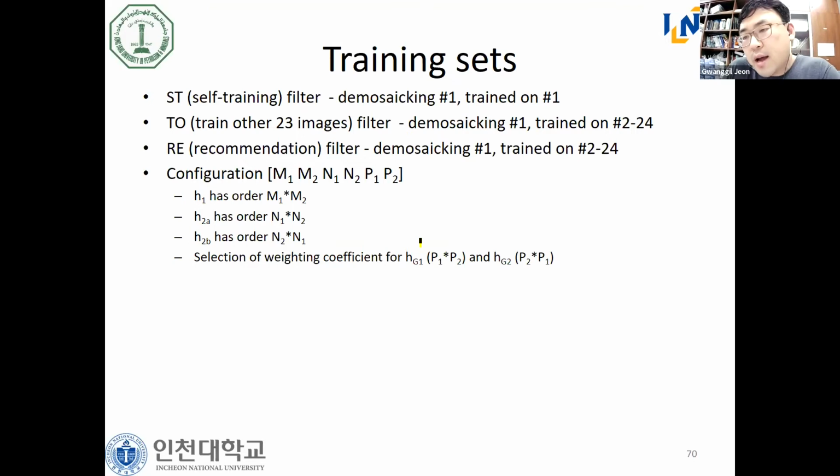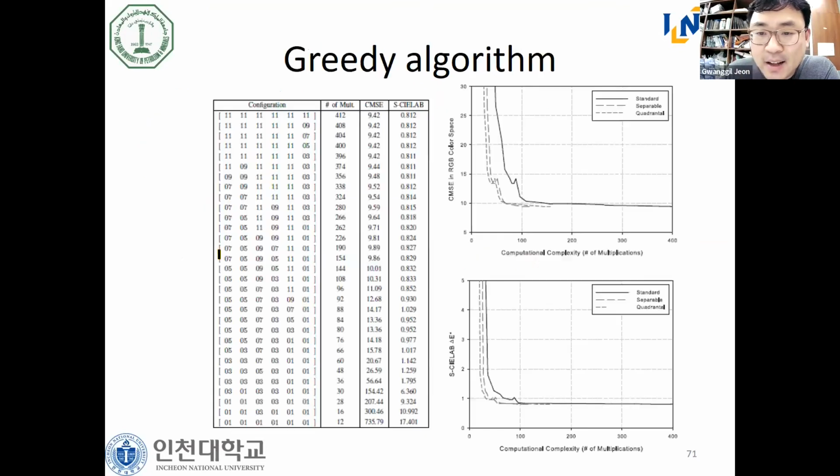We have several scenarios for how to design. The first one is self-training. This is impossible because we never know what the original image is. The next is training on the other 23 images, because we have 24 images. This is the one we want to recommend. Normally, this is the result of a trade-off. We want to change the filter size, M1, M2, that is the H1 size, H2A size, and H2B size. This is a grid algorithm. We start from 11 by 11 and try to reduce the filter size to see the performance, looking at MSE and S-CIELAB performance.